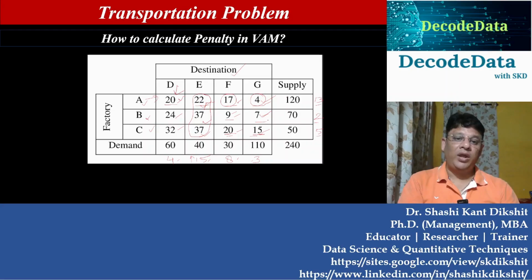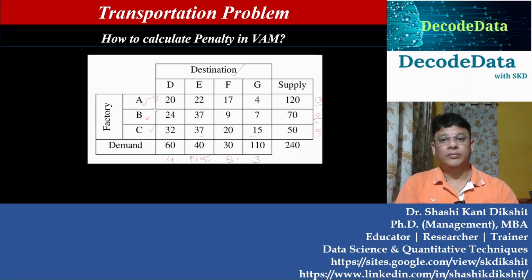So this is the way you have to calculate the penalty, right? Just remember how you have to calculate the penalty. You have to take the two minimum numbers of a row and column and take the difference of them, right? So I hope this is clear to you all.